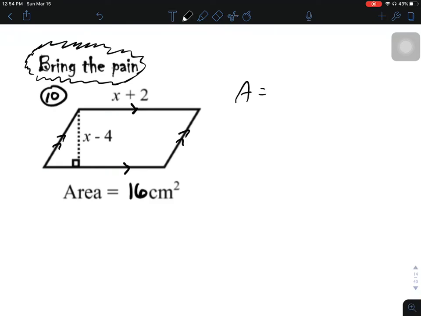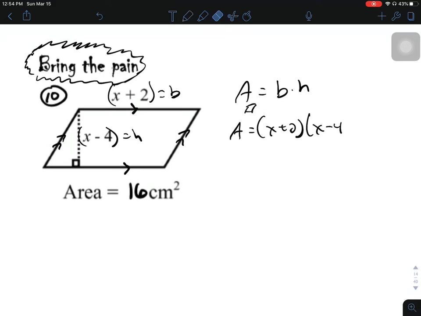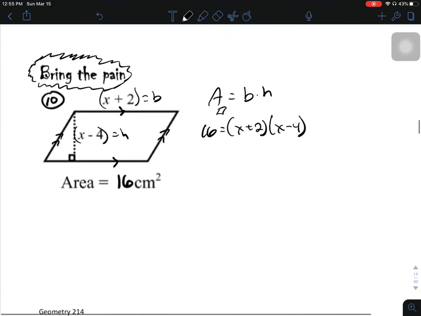The area of a parallelogram is base times height. Our base, we'll say, is x plus 2. Our height, we'll say, is x minus 4. Remember, the base and the height are perpendicular to each other. Oh, and we know what the area is. It's 16. So I could put that in for area. My apologies for that. The directions aren't here for this, which is poor. The directions for this should be to find the value of x.